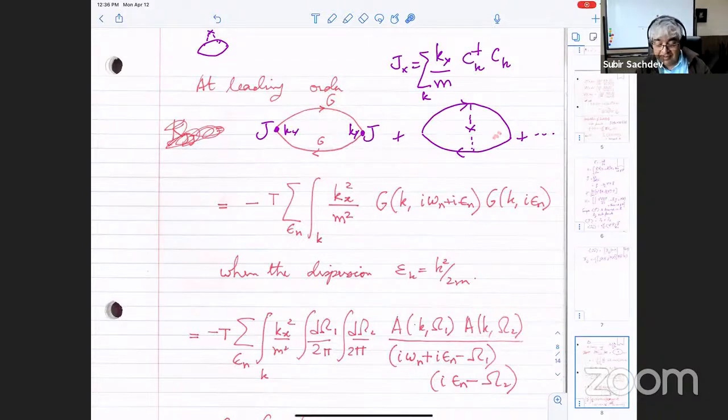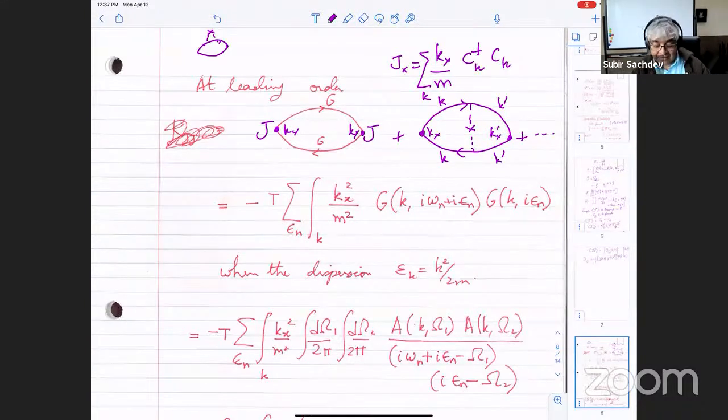What about this term? Well, this term, at least for the model we're considering, is exactly 0. And the reason is, again, momentum conservation. So this is momentum K, this is K, this is K prime, this is K prime, and then here it's Kx, and here is Kx prime.